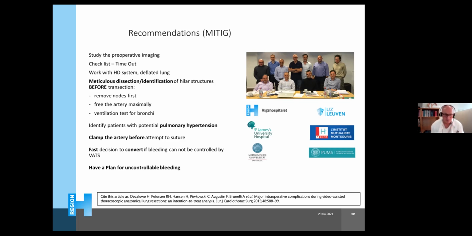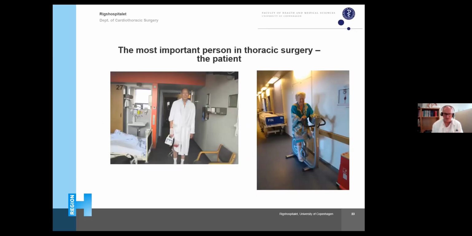If you then have a problem and want to stitch it, then clamp it before you try to do it, not just try to do it freehand. Be ready for conversion and the fastest decision on converting if needed. So have a proper plan for this. And we should still bear in mind that the most important person in intrathoracic surgery is the patient, it's not the surgeon.